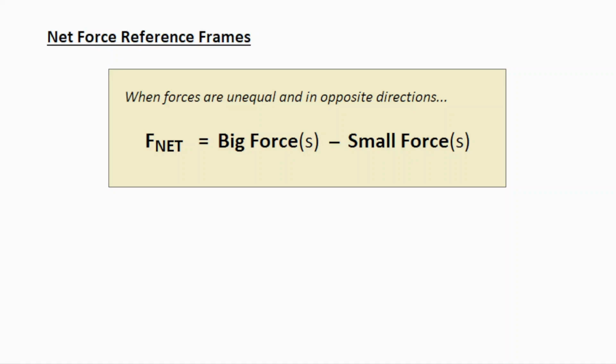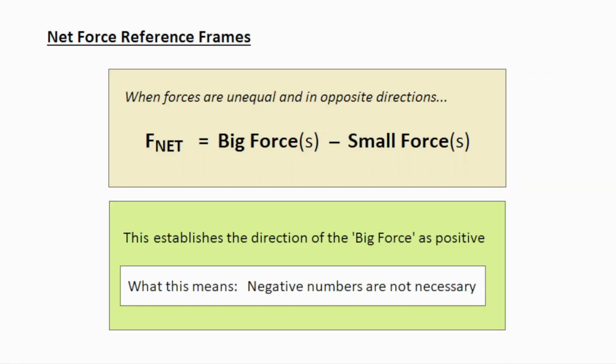So for any situation where you have more total force acting in one direction than in the opposite direction, you will want to write a net force equation. You will want to subtract your oppositely directed forces, and I recommend that you lead your subtraction with whatever direction has the greater amount of force. Doing it this way will set the direction with more force as the positive direction, and that way you will always get a positive value for net force. You will always get a positive acceleration, and negative numbers will not be necessary.